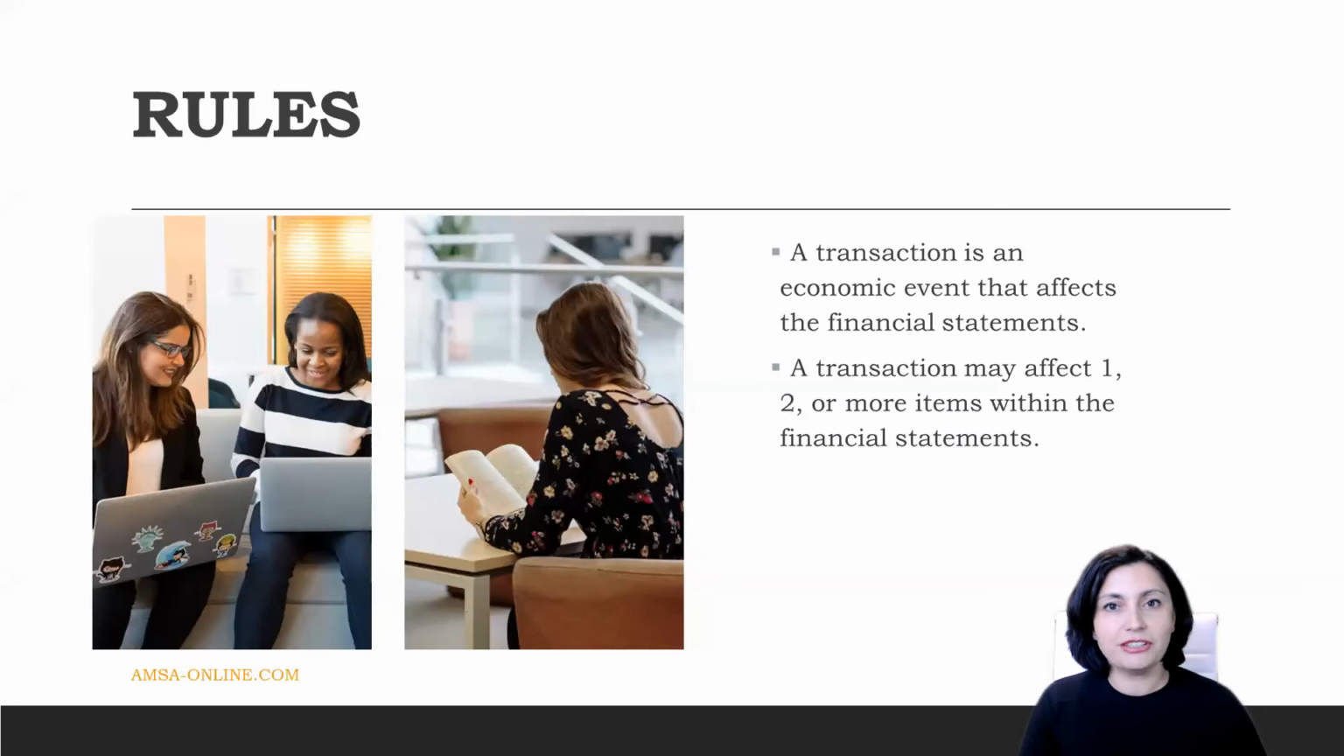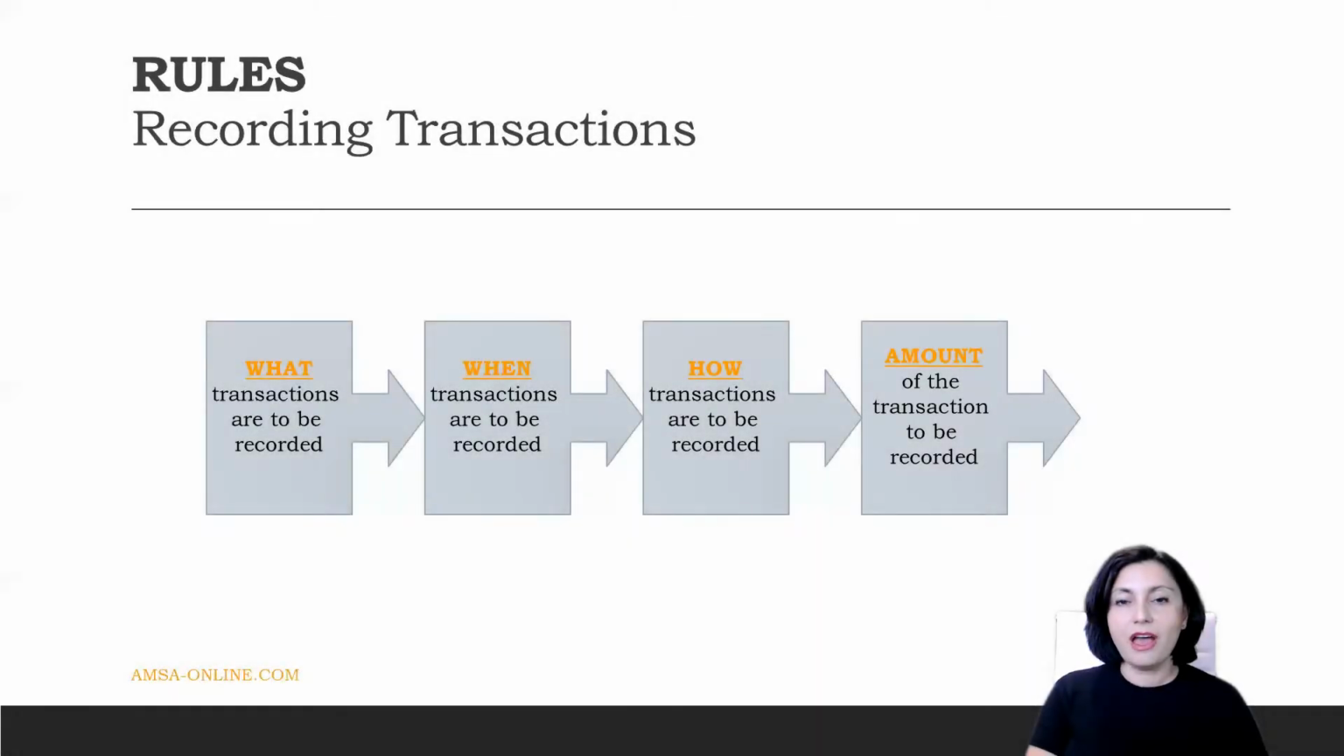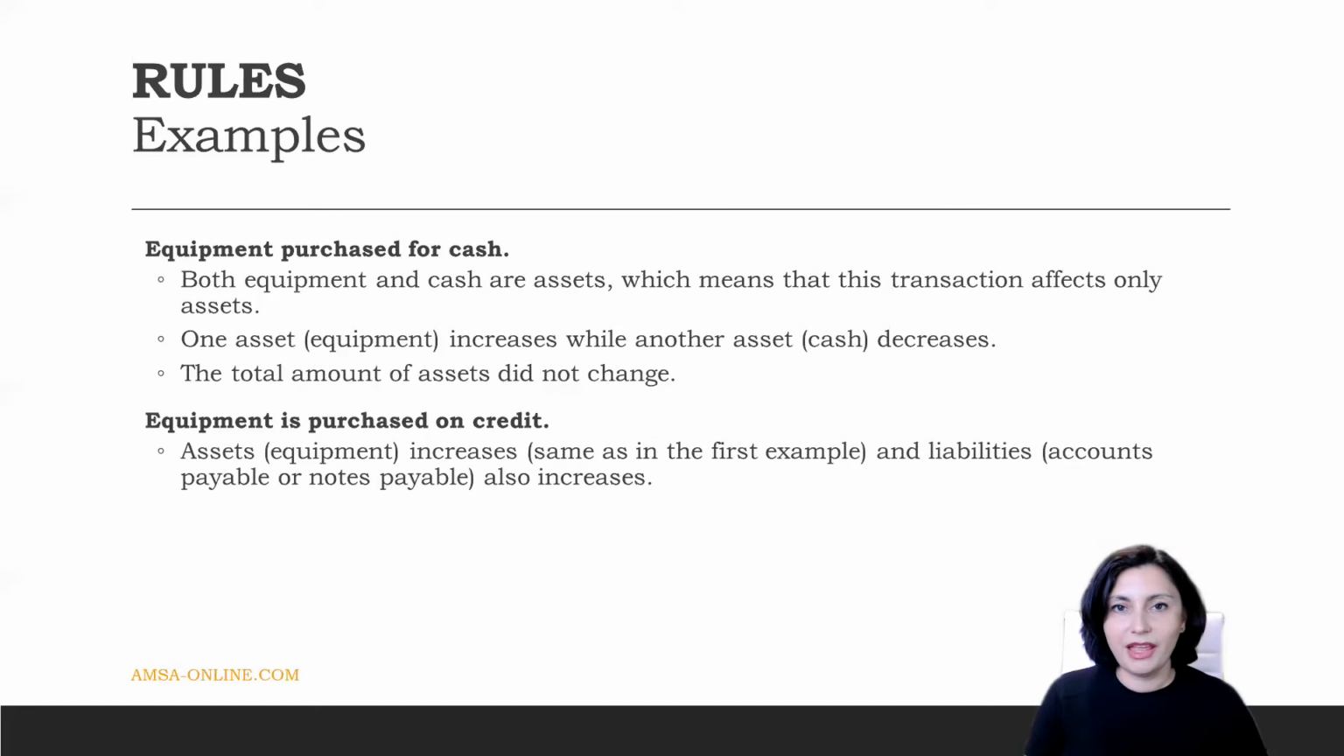A transaction is an economic event that affects financial statements. A transaction may affect one, two, or more items within the financial statements. The rules of an accounting system determine what, when, and how transactions should be recorded, and the amount of the transaction that should be recorded. And now let's look at a couple of examples.